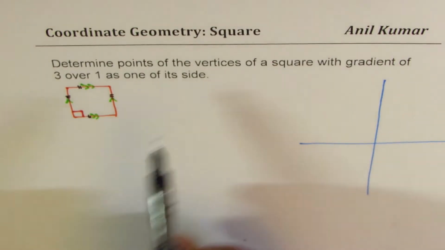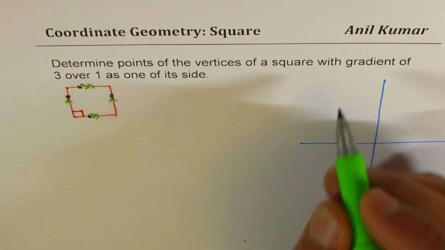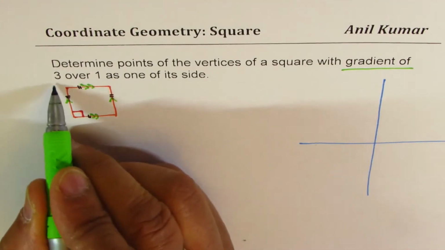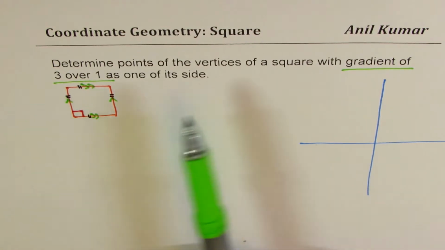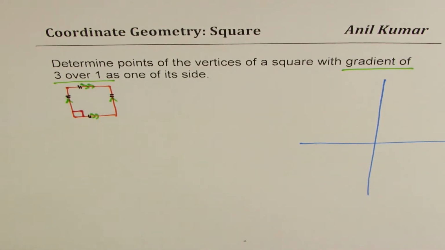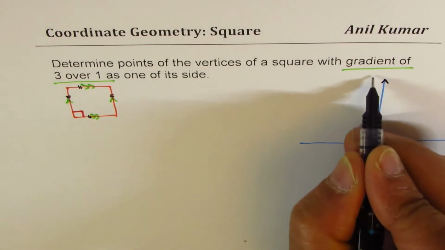Now here we want a gradient of 3 over 1. What does that mean? One side has a gradient of 3 over 1. So I'll treat this as a very open question. I could choose my points. That's the beauty of this question.